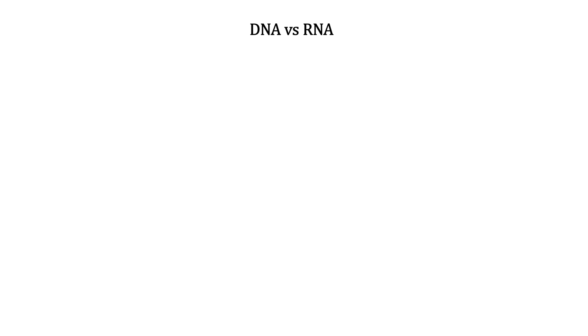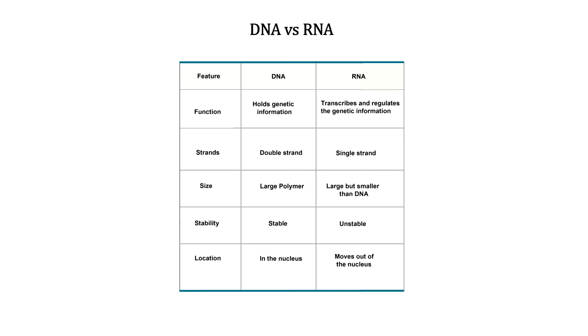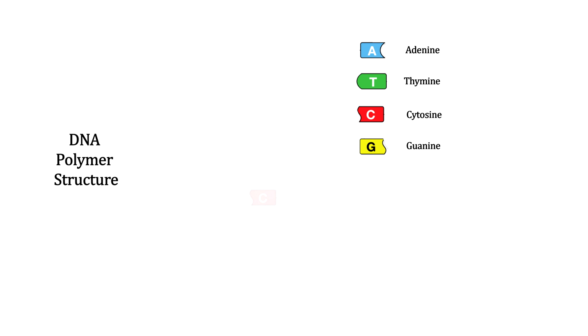There are 2 forms of nucleic acid: deoxyribose nucleic acid, DNA, and ribose nucleic acid, RNA. We'll focus on DNA in order to understand the complexity of its structure. A DNA monomer is called a nucleotide. It has 3 parts. The first is one of 4 nitrogen bases: adenine, A, thymine, T, cytosine, C, and guanine, G. We'll start with cytosine.